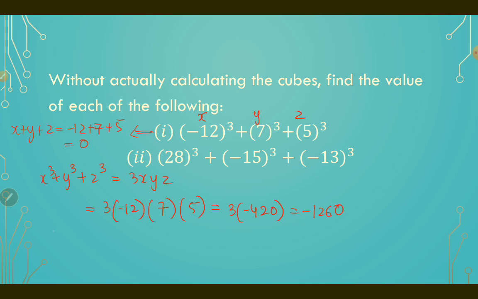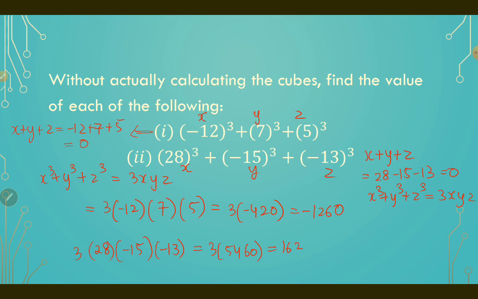The second question, this is x, this is y, and this is z. x + y + z is nothing but 28 − 15 − 13, which is again 0. Hence, x³ + y³ + z³ = 3xyz. So, 3 into 28 into −15 into −13 is equal to 3 into 5460, which is equal to 16380.